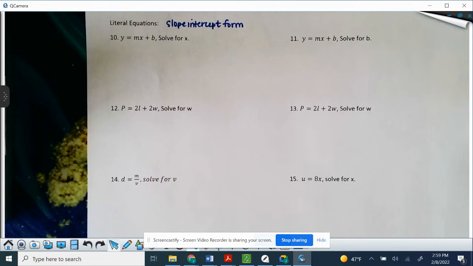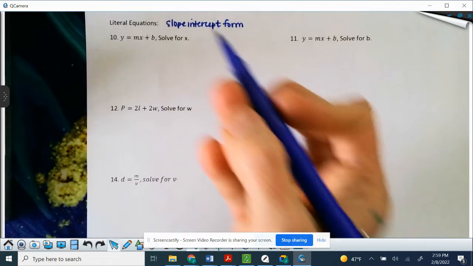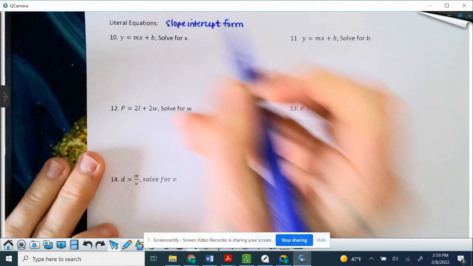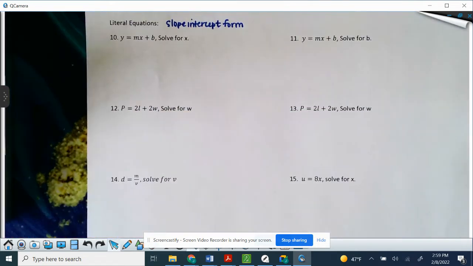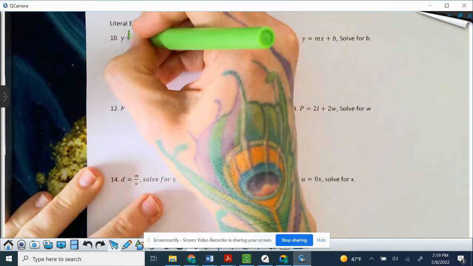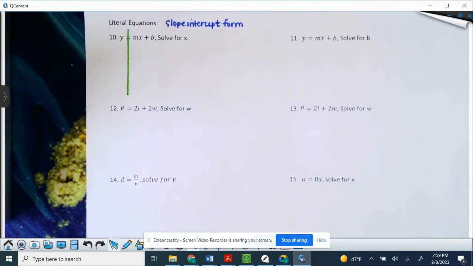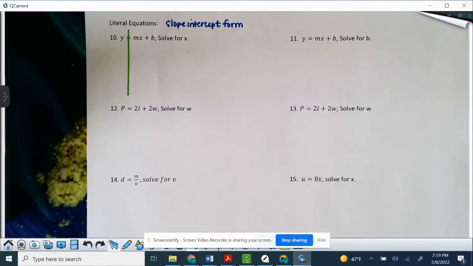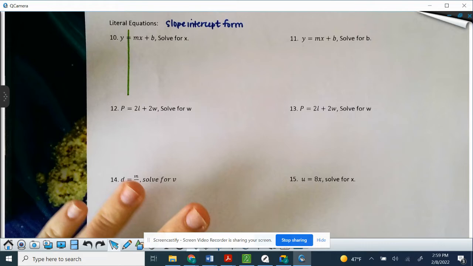So a lot of people just don't put together that this is a literal equation as well. They just put it in the linear unit and that's it. So a lot of students don't realize. So if I have this equation, I need to solve for x, as I did in our video today. So your line of great divide, we need x by itself.